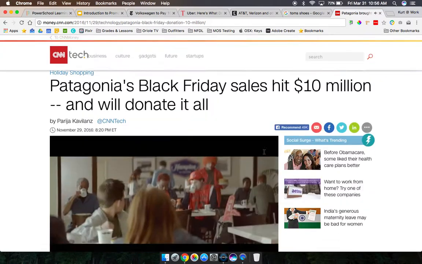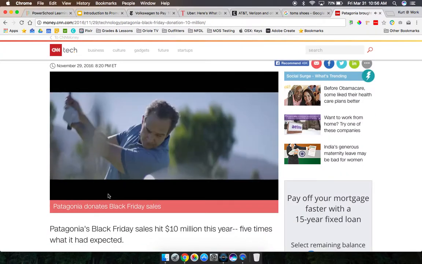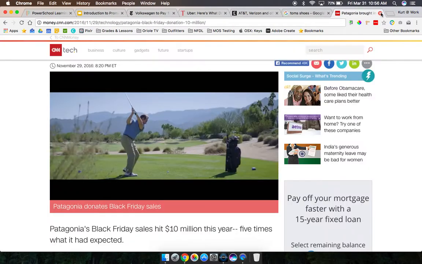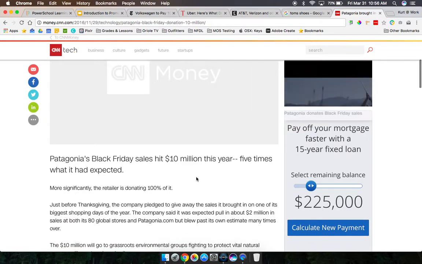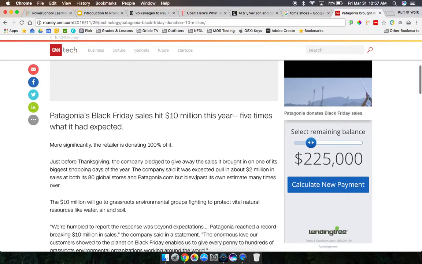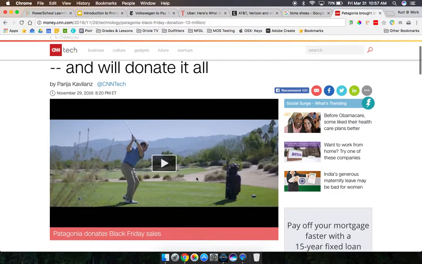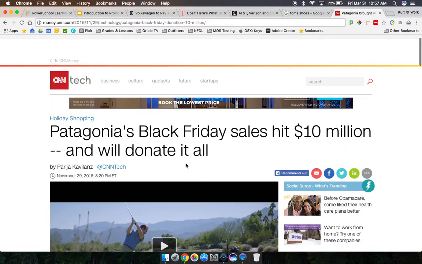Patagonia, which we talk a lot about in class as well. There's the Wildcats Till We Die Weekenders, and there's an ad. In any event, on Black Friday, the busiest shopping day of the year, they sold $10 million worth of merchandise, and they donated all of their profits to environmental causes. It's nothing that they have to do. They just decided to do it. So they donated all of their profits from that one day of sales.